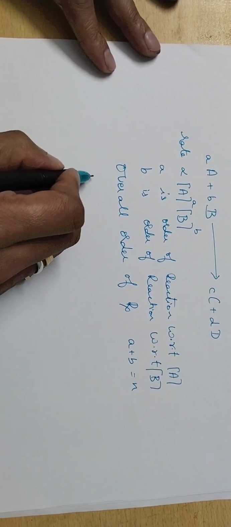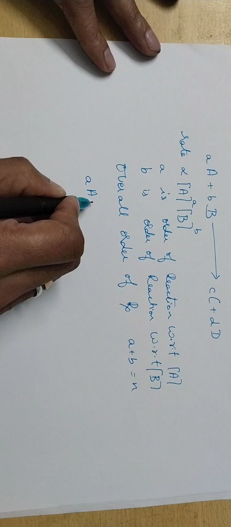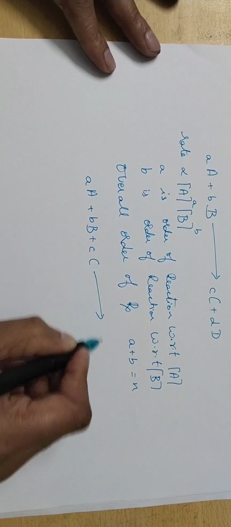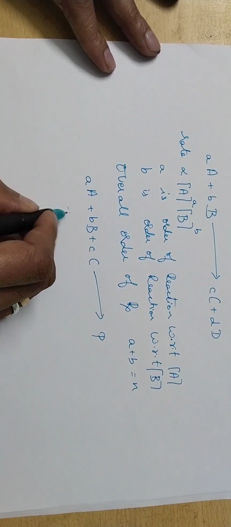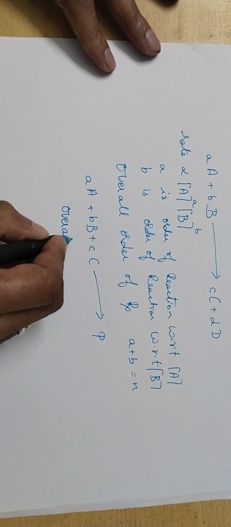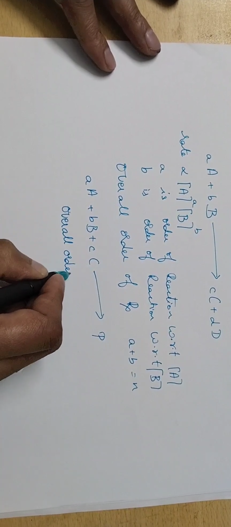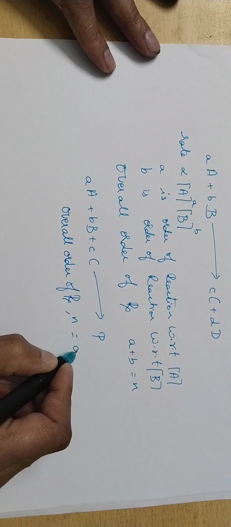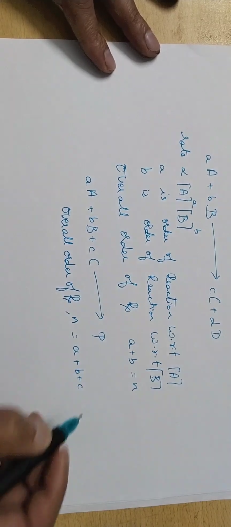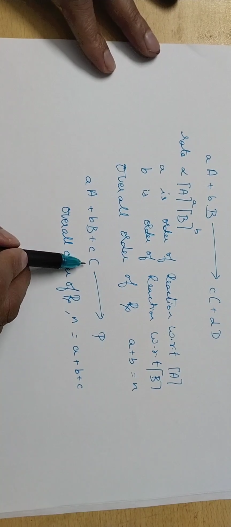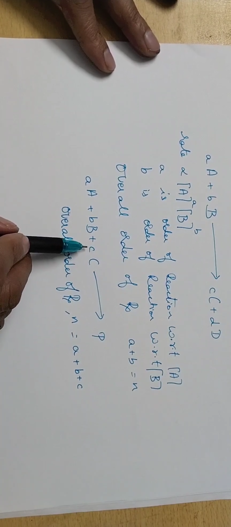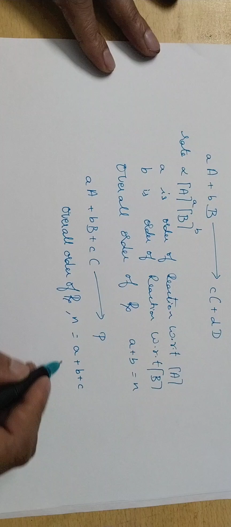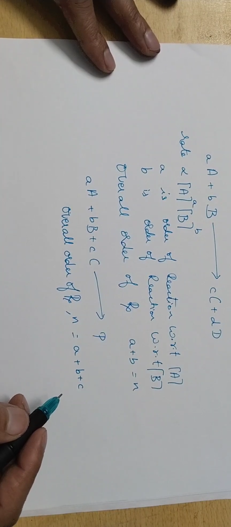So in case we have another reaction such as aA plus bB plus cC gives some product, then the overall order of the reaction n is a plus b plus c. According to individual components, according to C the order is c, according to B the order is b, and according to A the order is a. So this is the overall order of the reaction.